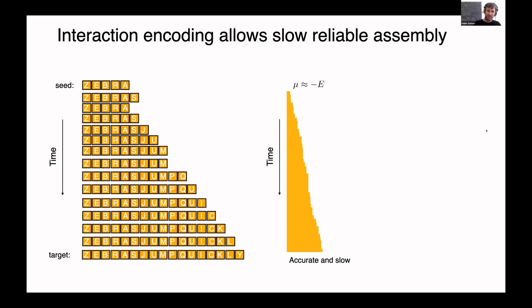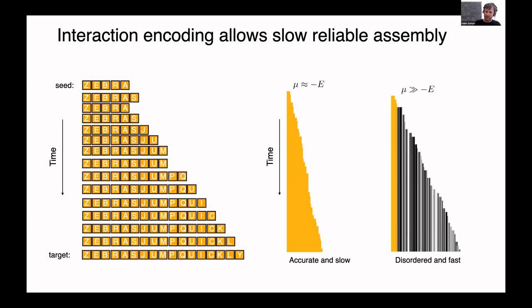If you want to speed it up by increasing the chemical potential, what will happen is that you have a disordered assembly. And essentially, you start growing very fast. So in this case, you can see that the width below is much higher to the right than to the left, but it contains no information. So we need to think of a new way to encode information that can be retrieved fast and out of equilibrium.